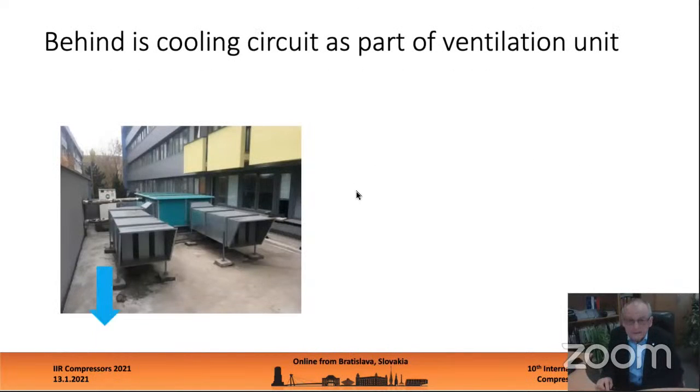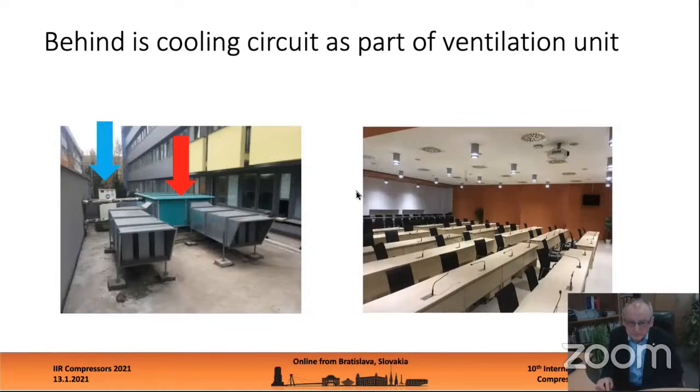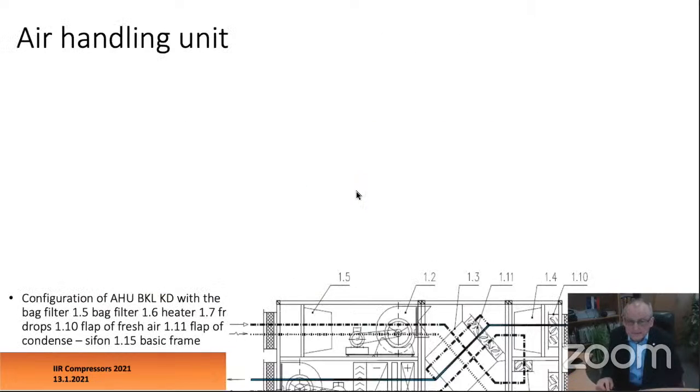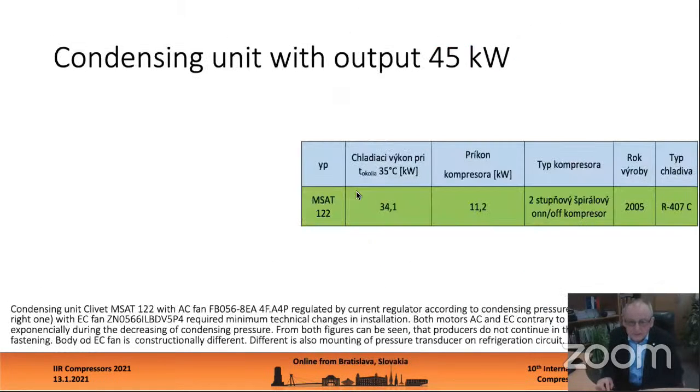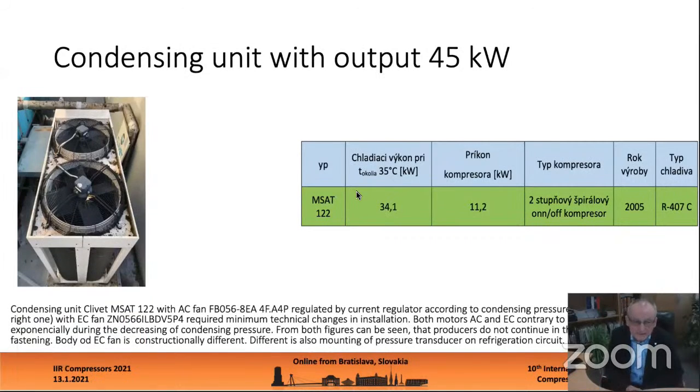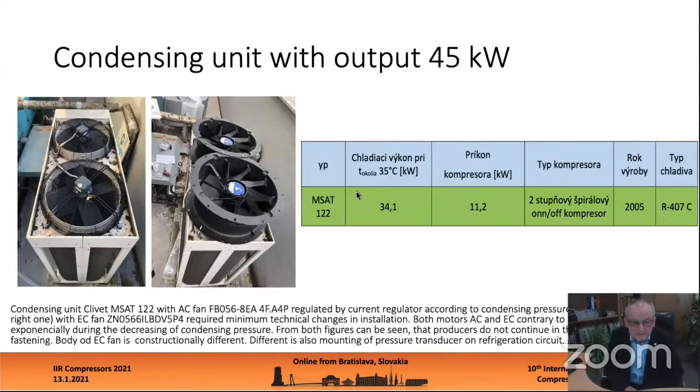Behind is a cooling circuit as part of a ventilation unit, which was cooling a conference room. The air handling unit has a recuperator and evaporator, and the condensing unit with an output of 45 kilowatts has a wired body for the fan. On the top you can see AC motors, and beside is the same condensing unit with a plastic body for the fan with EC motors on the top.